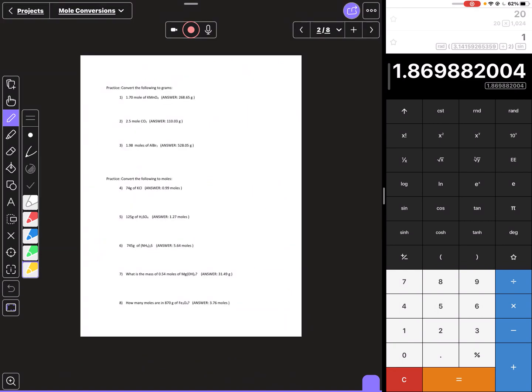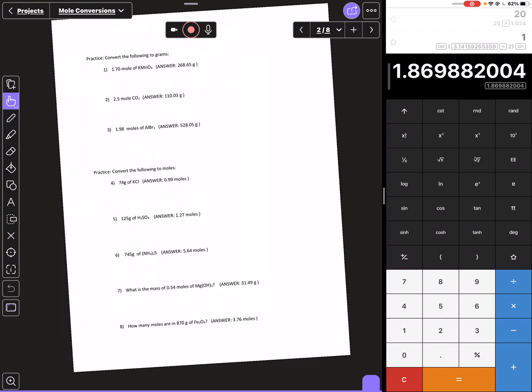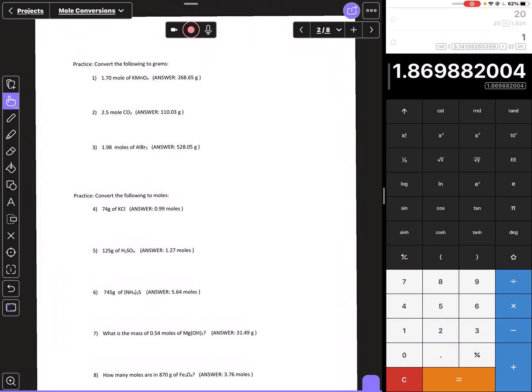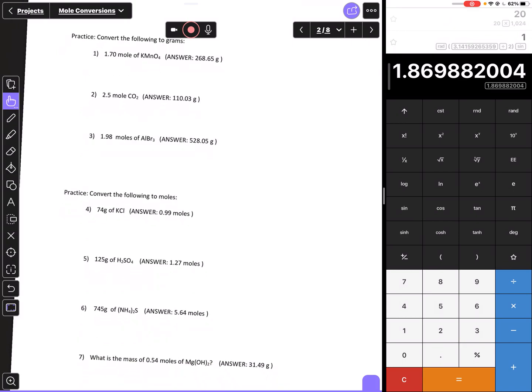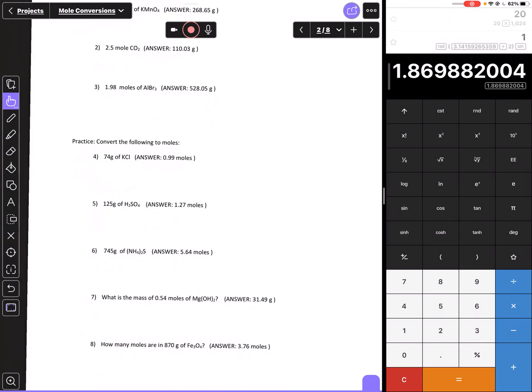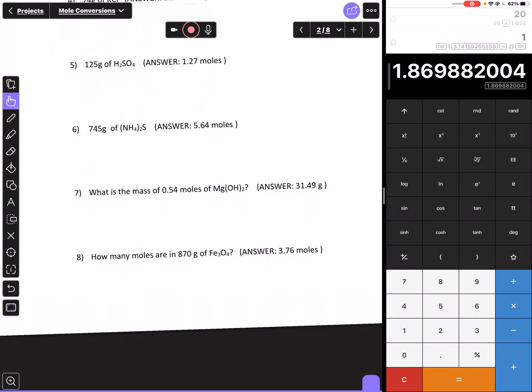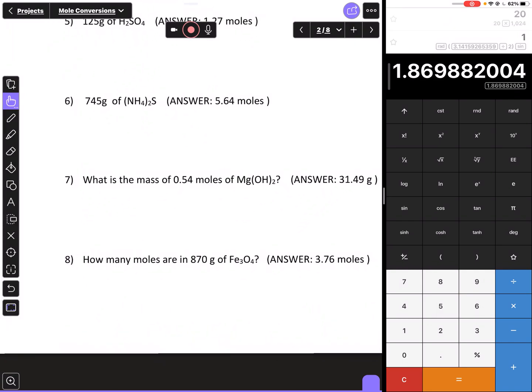Now, right now, what you should do is these practice problems right here, where you're converting. And I've given you the answers so you can check if my answers are right. So work those problems. And keep in mind, on number 7, when it asks what is the mass, it's asking you for the grams, to convert to grams.